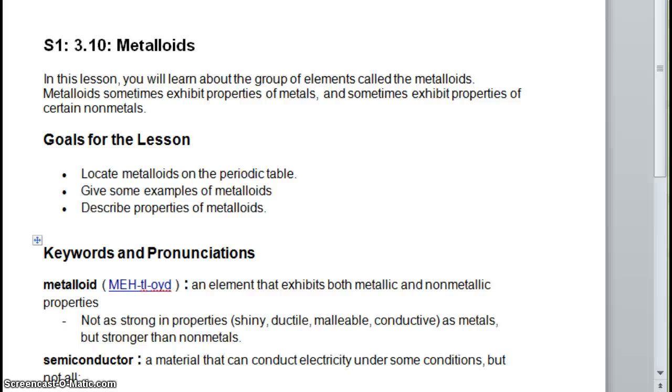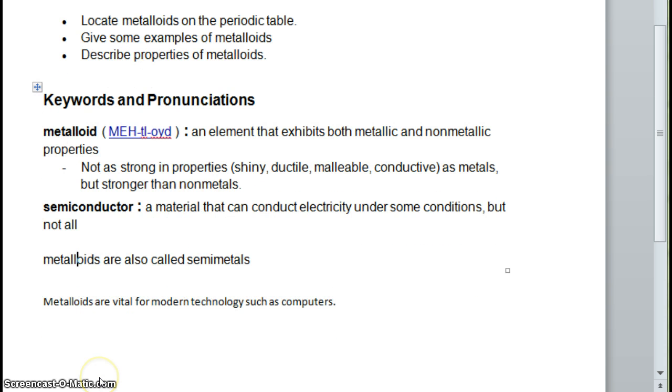Semiconductor, a material that can conduct electricity under some conditions, but not all. And metalloids are also called semi-metals, because remember, they're kind of like weak metals. And metalloids are vital for modern technologies such as computers. And that's it for this one.